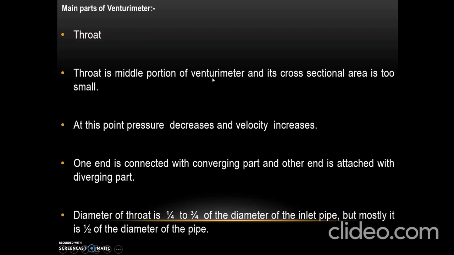So throat is the middle portion of venturimeter and its cross-sectional area is very small. At this point, pressure decreases and velocity increases. One end is connected with the converging part and the other end of the throat is attached with the diverging part. Diameter of throat is 1/4 to 3/4 of the diameter of the inlet pipe, but mostly it is 1/2 of the diameter of the pipe.